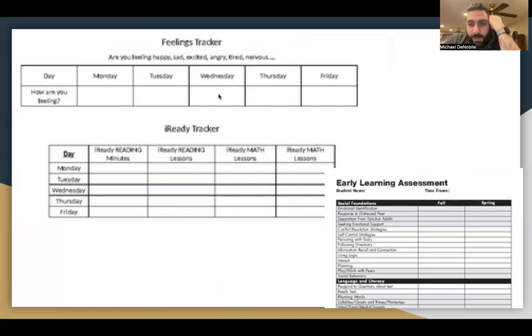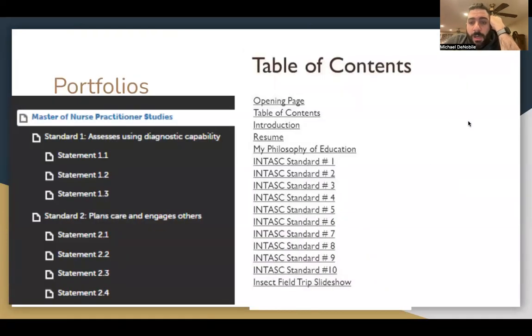Here's like a feelings tracker. This is for social emotional learning. This is an iReady tracker to keep our data in order. Here, this is an early learning assessment. This is looking at social foundations, language, and literacy. And these are different ways. These are like running records. And keeping these running records really gives us data on the progress of individual students.